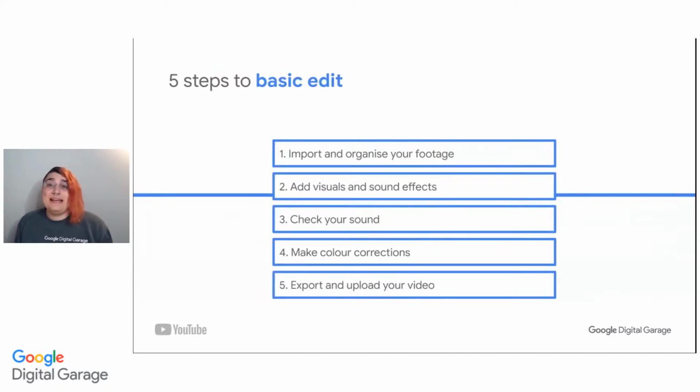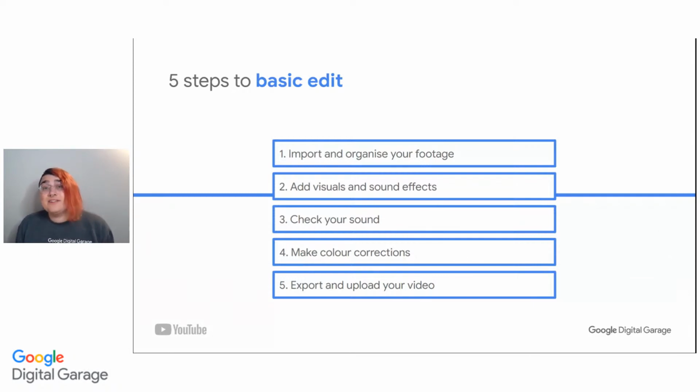Then we can think about the basic edit, and there are 5 main steps to doing this. Number 1 is import and organize your footage. You're going to have to import your footage over from whatever camera that you've used to your computer, unless you're doing the whole thing on your smartphone, which you can actually do.